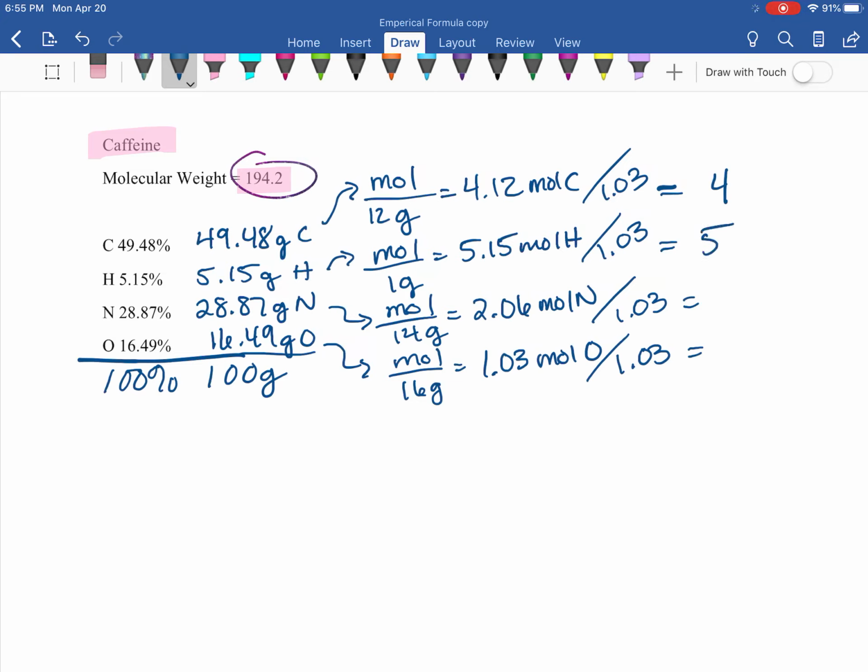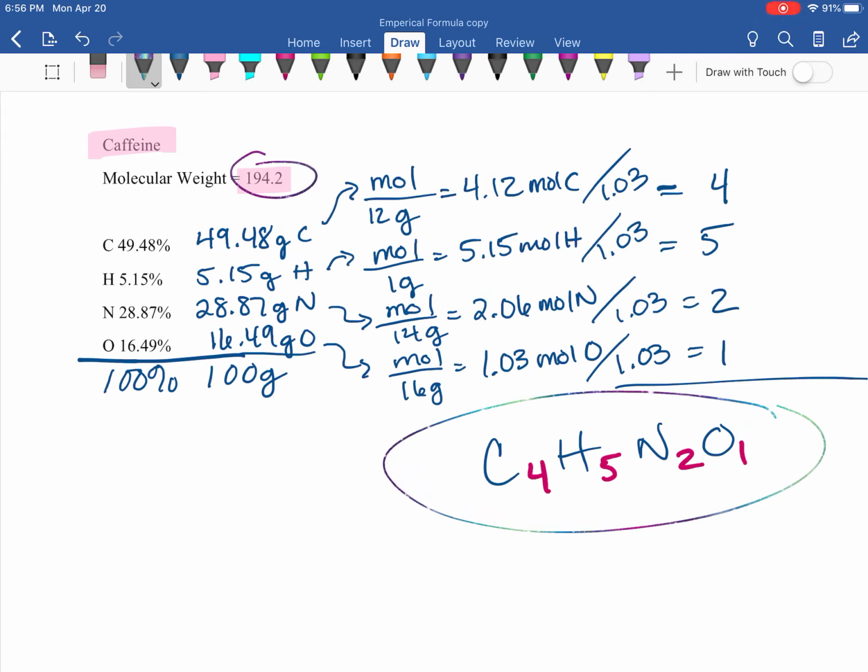5. Let me guess. 2, 1. Awesome. We didn't even need to round on those. That looks phenomenal. All right, so let's write our formula then. We've got carbon, hydrogen, nitrogen, and oxygen. So we're going to have 4 carbons, 5 hydrogens, 2 nitrogens, and 1 oxygen. All right, so this is our empirical formula.